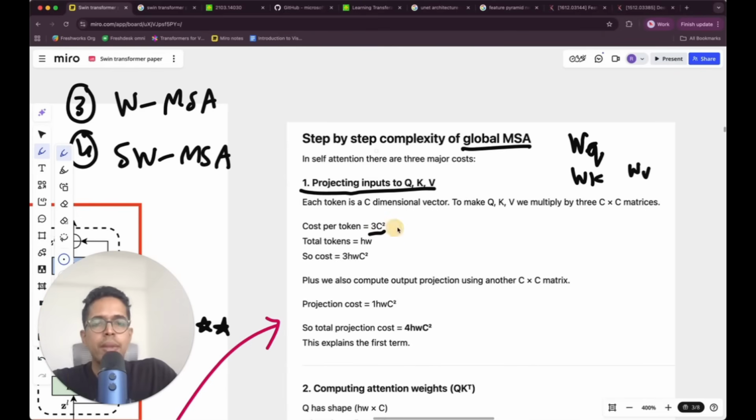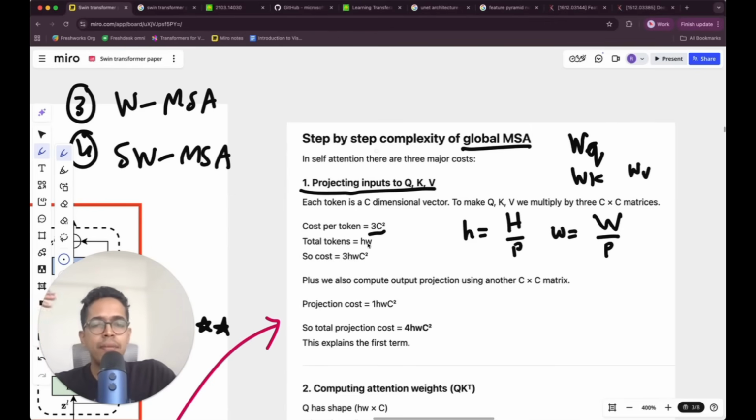Now, how many tokens are there in our image? The total number of tokens is equal to the total number of patches. And what is the total number of patches? It is small h multiplied by small w. What is small h? Small h is capital H by P. Small w is equal to capital W divided by P. So small h is the total number of patches along the height, and small w is the total number of patches along the width. So the total number of tokens, equal to the total number of patches, is h times w.